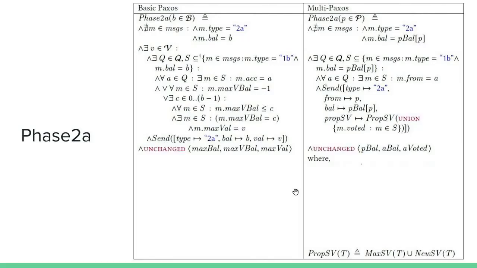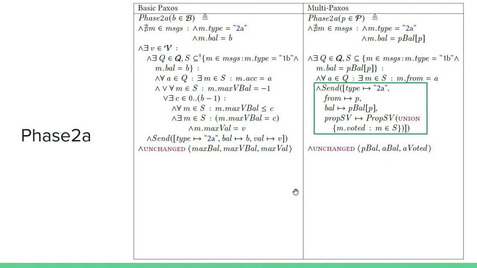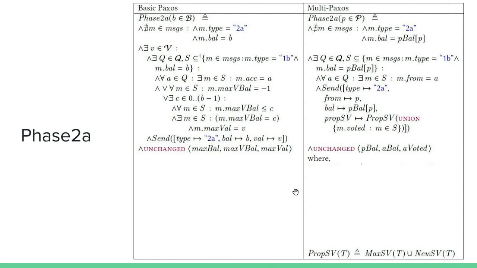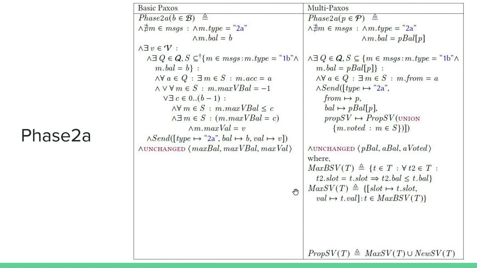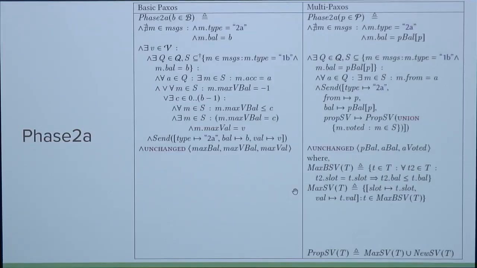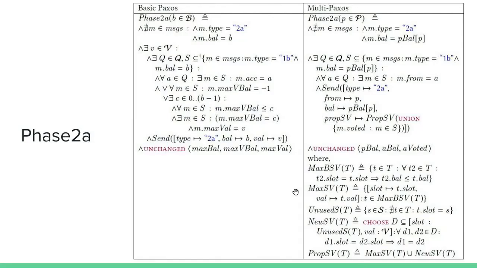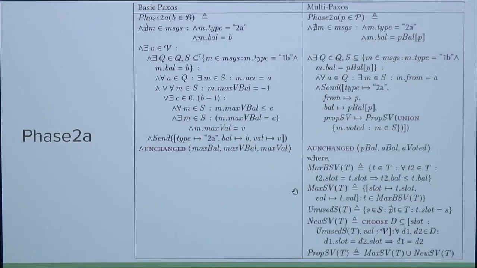So we just change this. Instead of proposing one value, it will be a set of slot value pairs. And what is proposed is either a value which has already been voted for, or a new value on a new slot. So max SV is this disjunction: if something was already voted for on some slot, just carry the max of that forward. That is what this checks. And new SV is because you can propose on a new slot, and that is what this does, corresponding to the first disjunction. That's it.